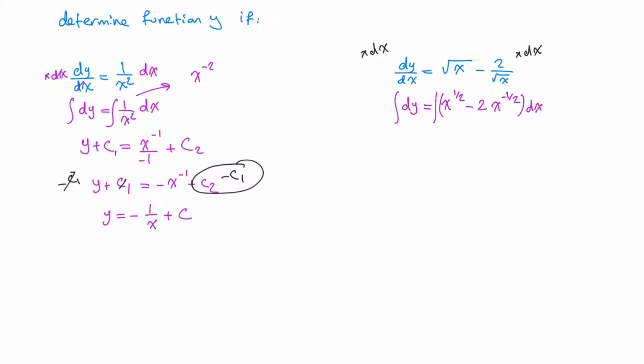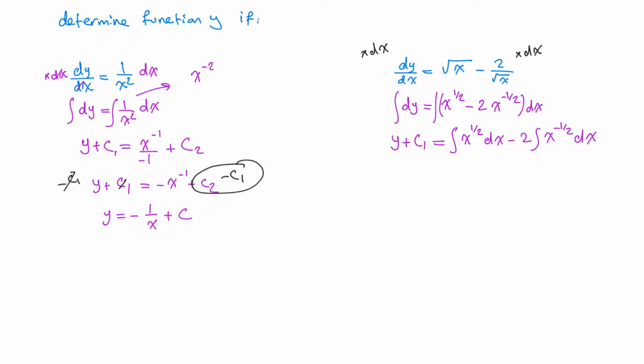So the left side is the integral of 1 with respect to dy, or just a constant with respect to dy. So the left side is easy, just becomes y plus c1. And the right side, I actually have to separate. So I'm going to do this in 2 steps. I'm going to change this to the integral of x to the 1 over 2 dx minus 2 integral of x to the negative 1 over 2 dx.